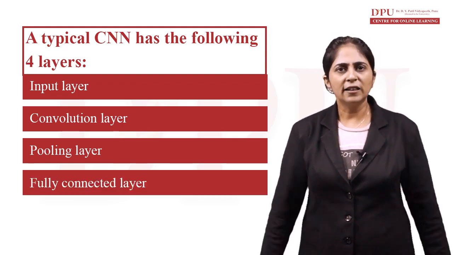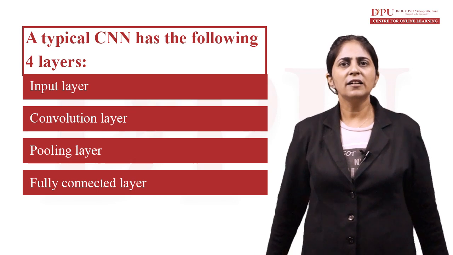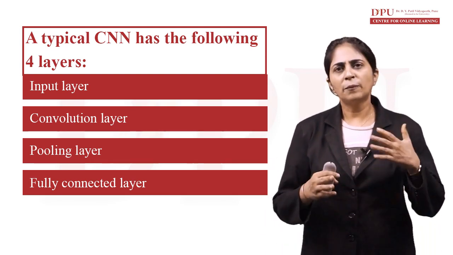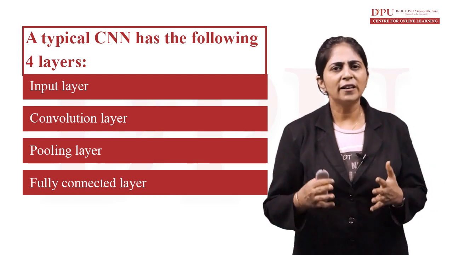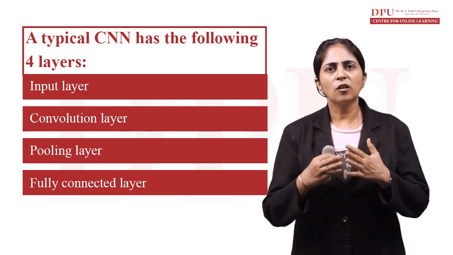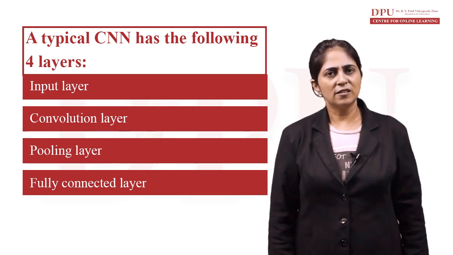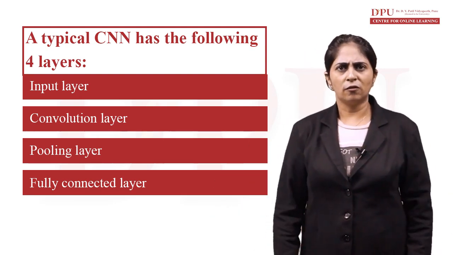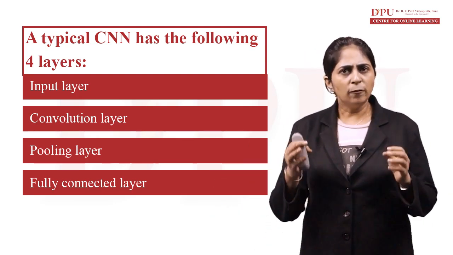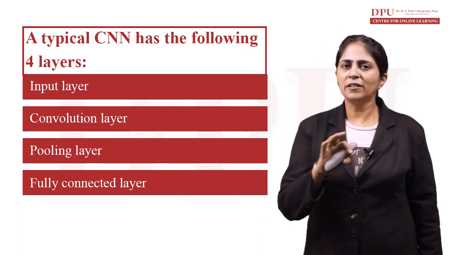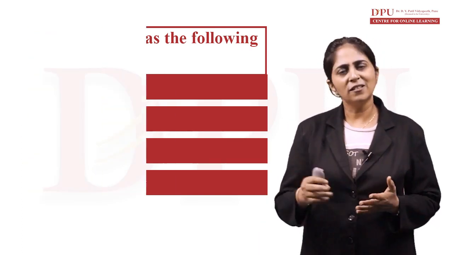Next is the fully connected layer. This is the last layer in the CNN. We connect all the nodes from the previous layer to this fully connected layer, which is responsible for the classification of the images. So this is the last layer, the fully connected layer, which connects all the nodes from the previous layer and is responsible for the classification of the image. After this layer, the classification of the image can be done.